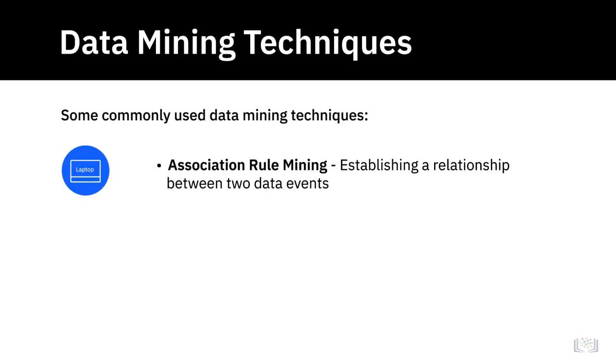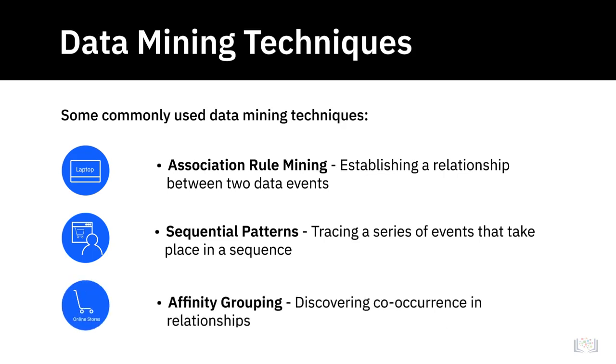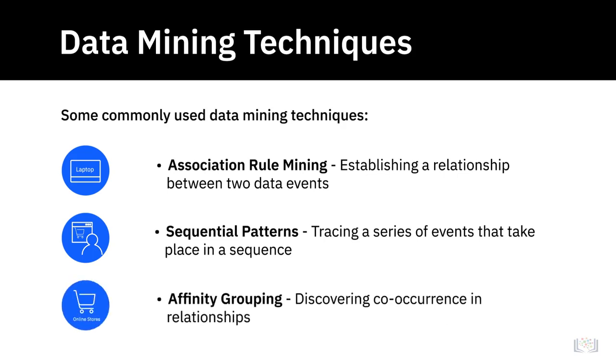Association rule mining is a technique that helps establish a relationship between two data events. For example, the purchase of a laptop being frequently accompanied by the purchase of a cooling pad. Sequential patterns is the technique that traces a series of events that take place in a sequence. For example, tracing a customer's shopping trail from the time they log into an online store to the time they log out.